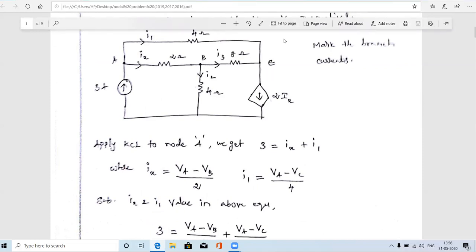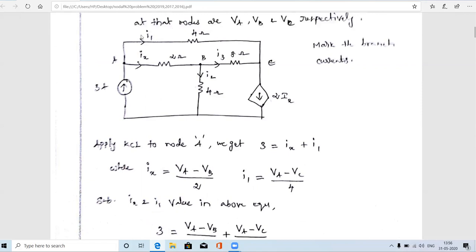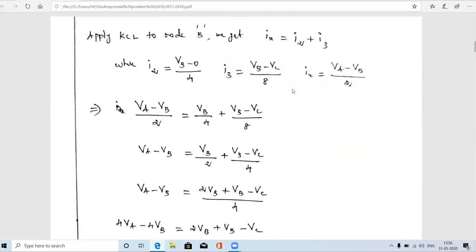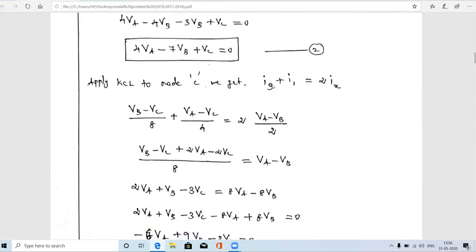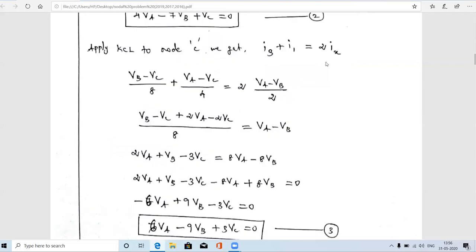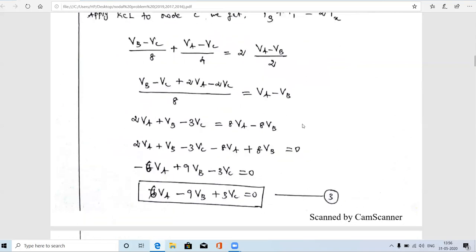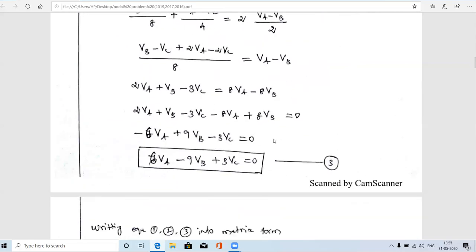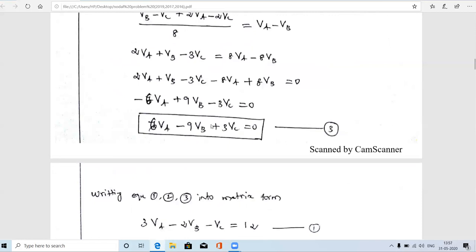And this 2Ix is an outgoing current. So I1 is incoming, I3 is incoming, 2Ix is outgoing. So I1 plus I3 is equal to 2Ix. So we have to substitute the values of I1, I3, Ix in the above equation, and we have to take the LCM and rearrange the equation, which means we will get the equation like this.